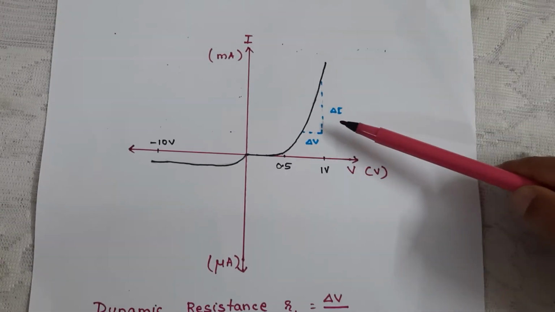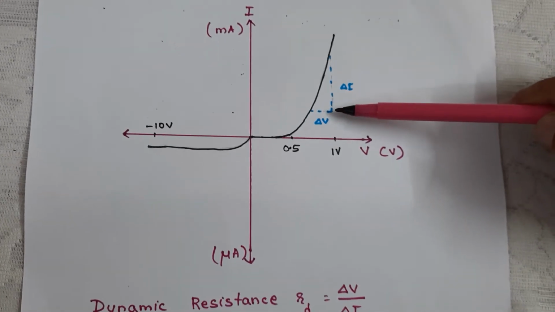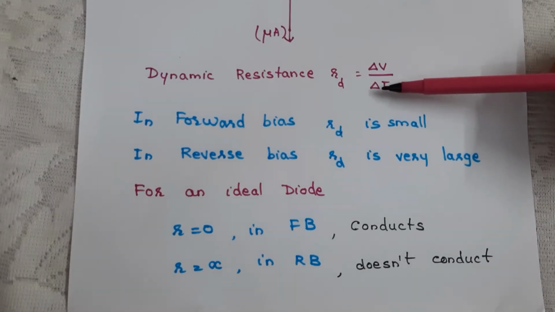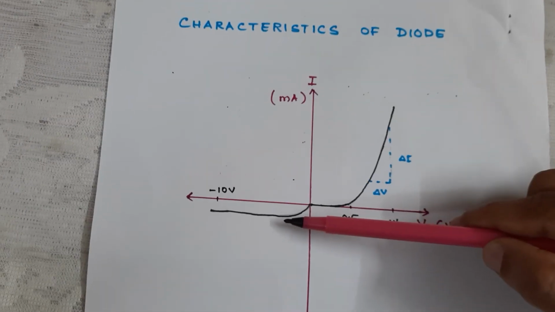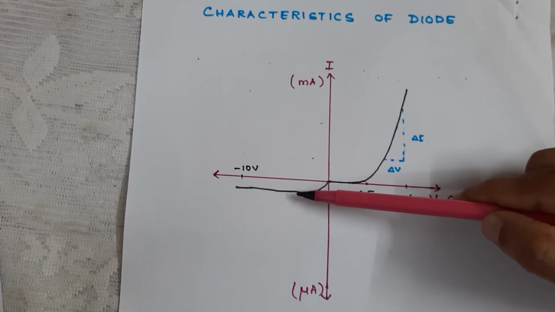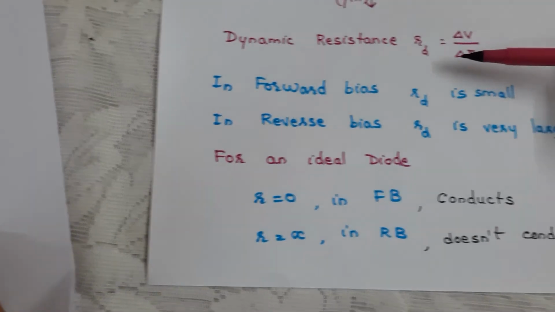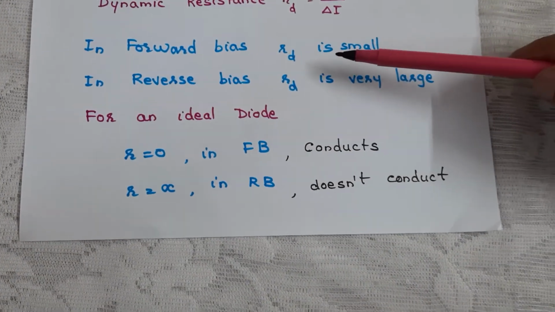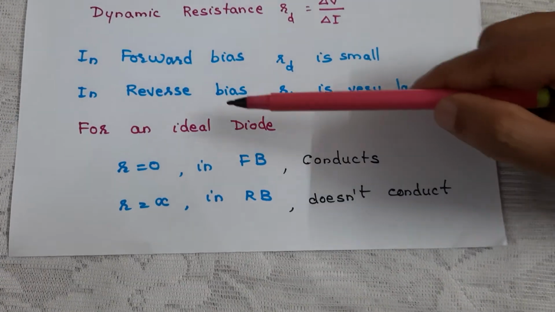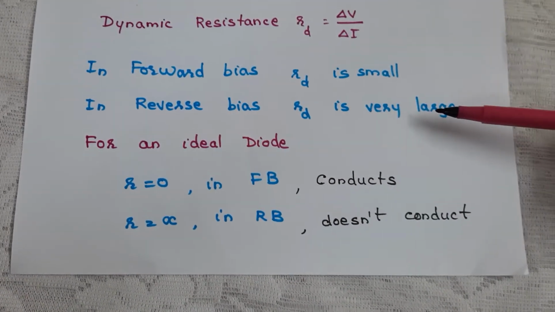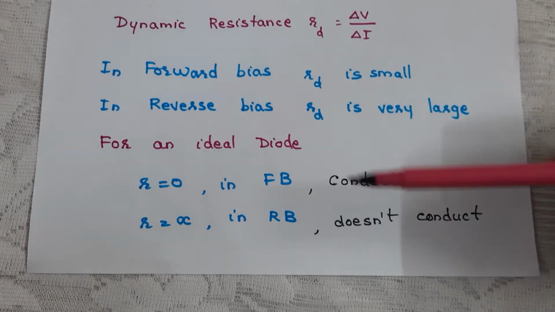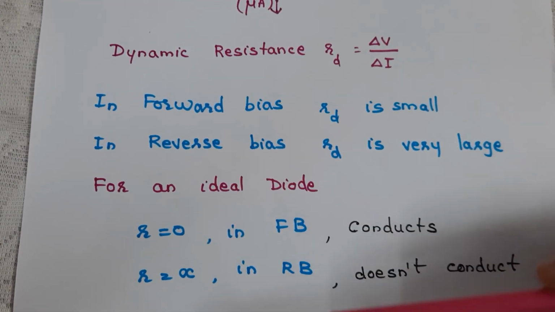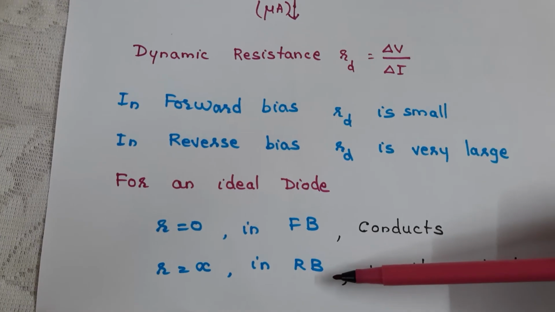In forward biasing, the change in current is large, so the resistance is small. But in reverse biasing, the change in current is very small, so the resistance is large. So we can say in forward bias, dynamic resistance is small, and in reverse bias, resistance of the diode is very large. For an ideal diode, resistance is 0 in forward biasing and infinity in reverse biasing.